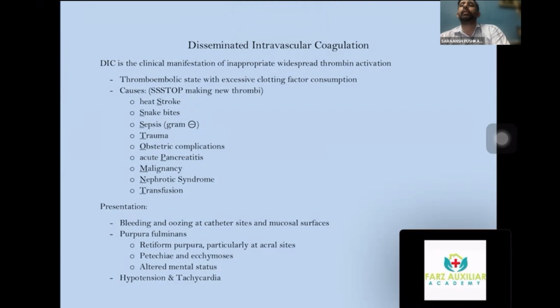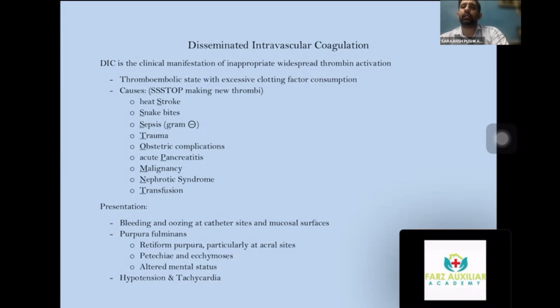So we shall be discussing two very important topics tonight. One is disseminated intravascular coagulation and the other is hemolytic uremic syndrome. So DIC, as it is more commonly known, is the clinical manifestation of an inappropriate widespread thrombin activation. That means we can boil it down to one point: it is thrombin activation happening on a widespread scale.